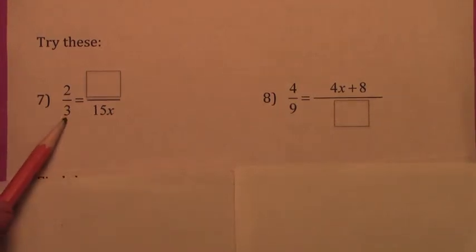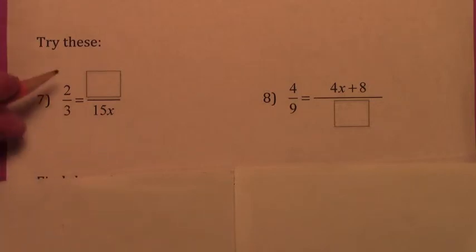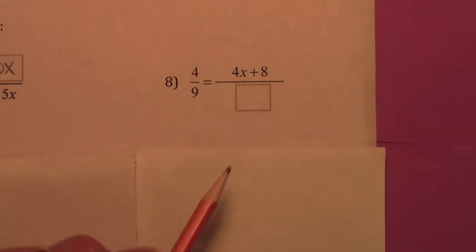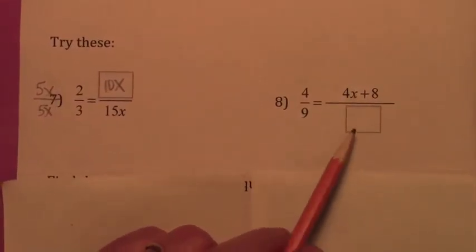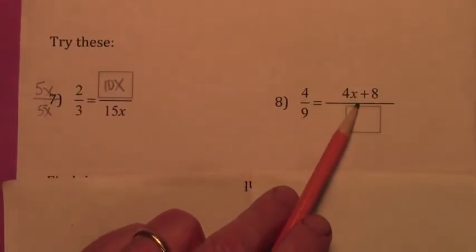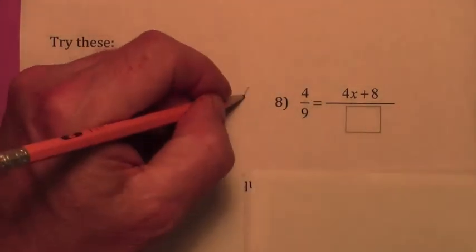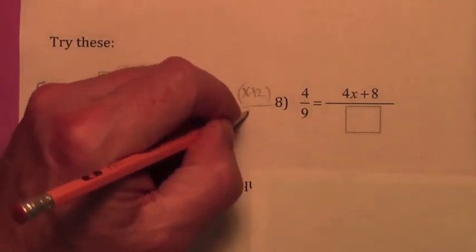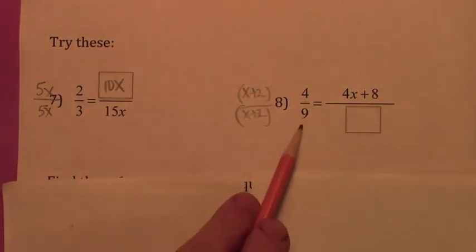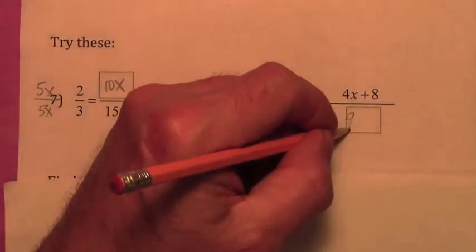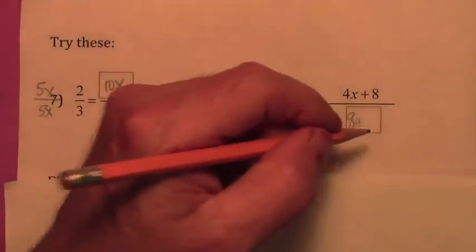Okay, on the first one, what did you multiply 3 by to get 15x? It'd have to be like, what, 5x. So multiply the top by 5x too, and it gives you 5x times 2 is 10x. Don't forget the x. On this one, what did you multiply 4 by to get 4x plus 8? It would have to be x plus 2, wouldn't it? So multiply the bottom by x plus 2. 9 times the quantity x plus 2 would be, what, 9x plus 18? Is that right?